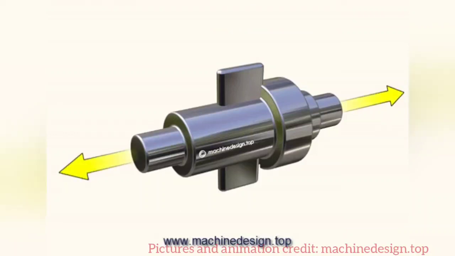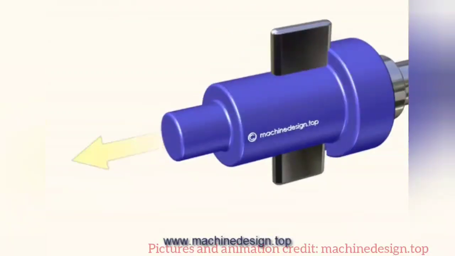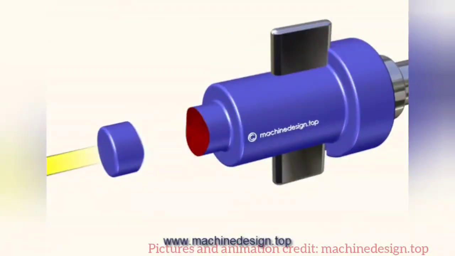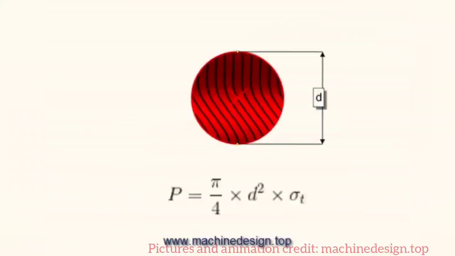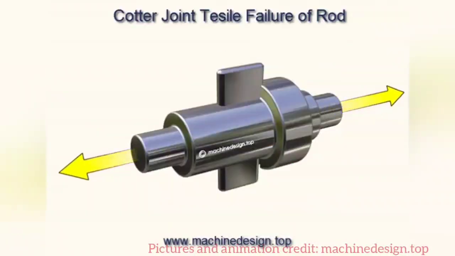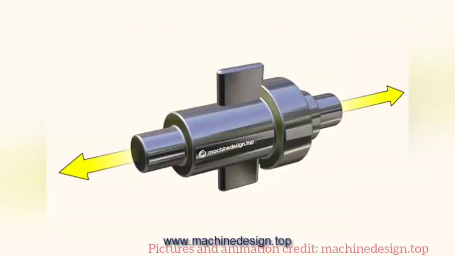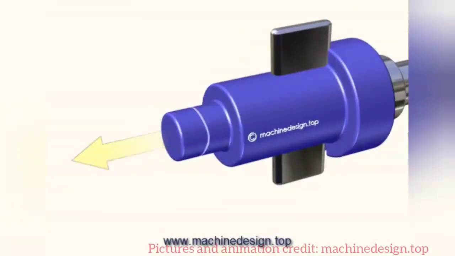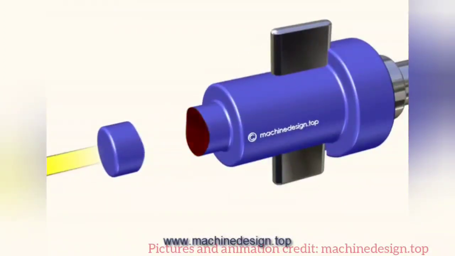See, pull force is acting on the Cotter joint, and this is the failure area. The red area represents the failure area. See one more time. Okay, this is the failure area.